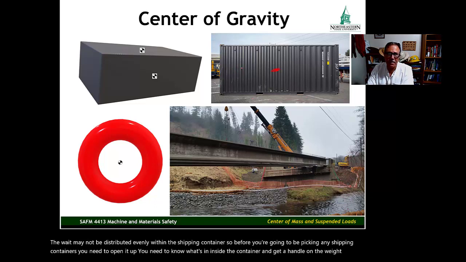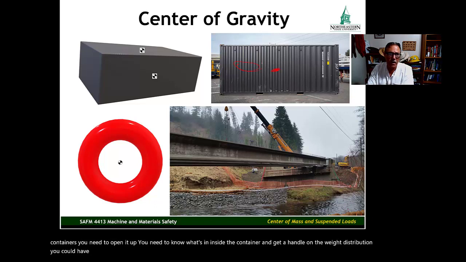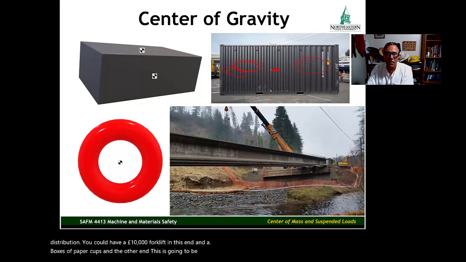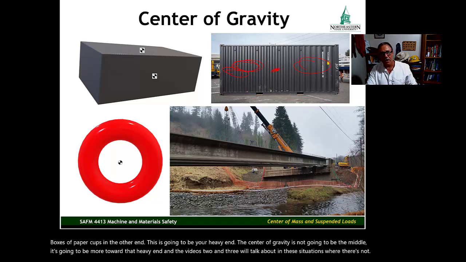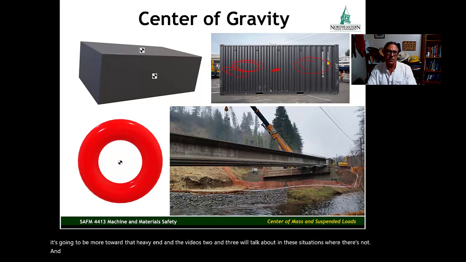You could have a 10,000 pound forklift in this end and boxes of paper cups in the other end. This is going to be your heavy end. The center of gravity is not going to be the middle. It's going to be more toward that heavy end. And videos 2 and 3 will talk about, in these situations where there's not an evenly distributed load, how we find that center of gravity precisely.